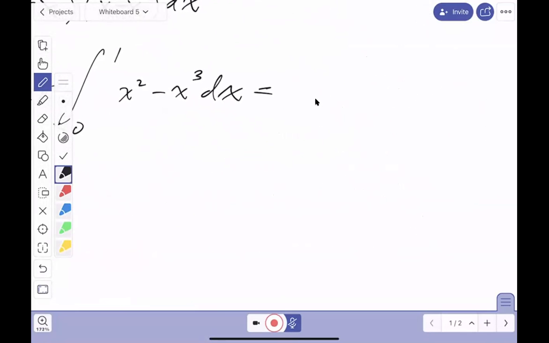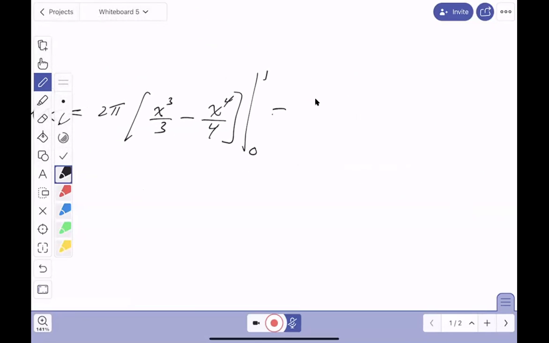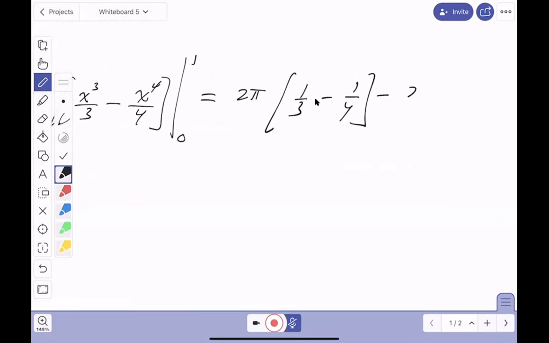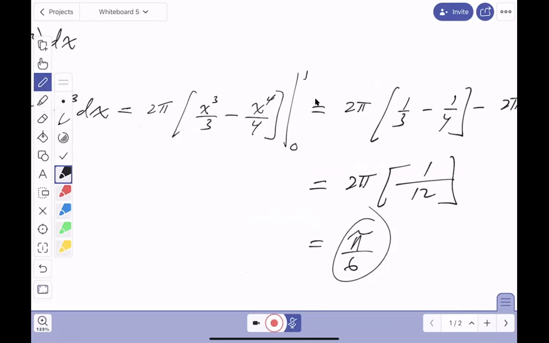Let's do our integration. What do we get? 2 pi. Oh boy, what do we have to do over here? x cubed over 3 minus x to the 4th over 4, integration 0 to 1. I'm not going to go fast for you. What do you get over here? 2 pi. Plug in 1. That's 1/3 minus 1/4, minus the lower limit, which is 0. Well, that's nice. It just evaluates to 0. So we get 2 pi. I need to add those two together. 12's the common denominator. And 4 minus 3 is 1. So what do you get over here? Pi over 6. Let's look at the key and see how we did.